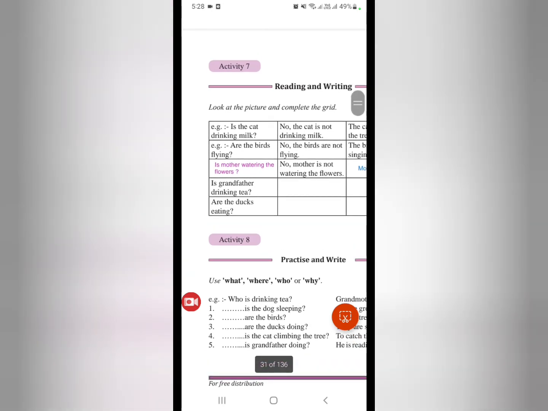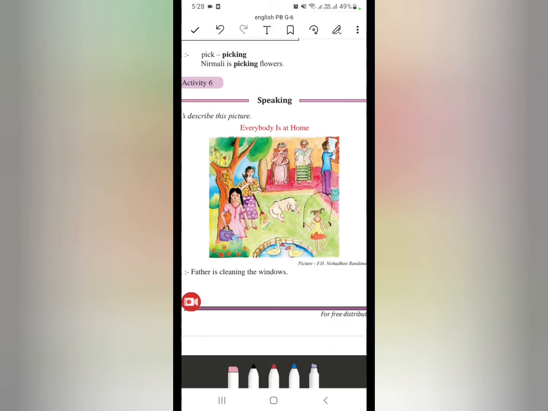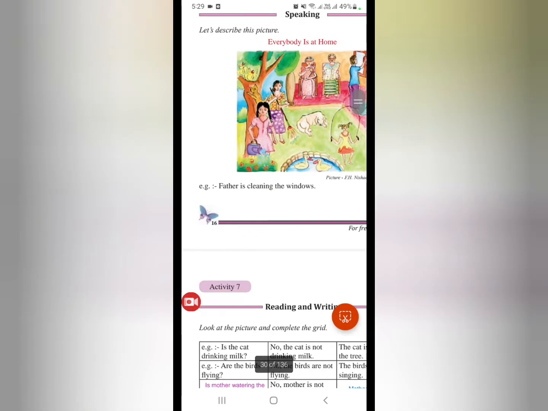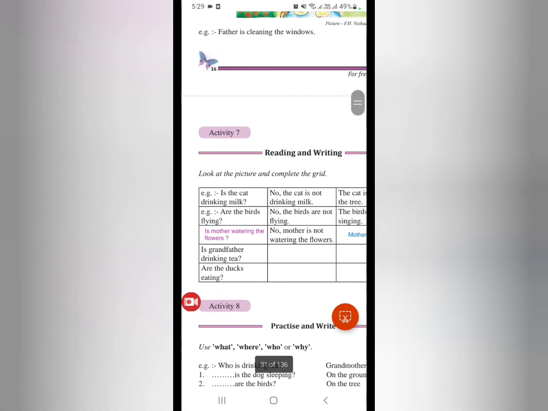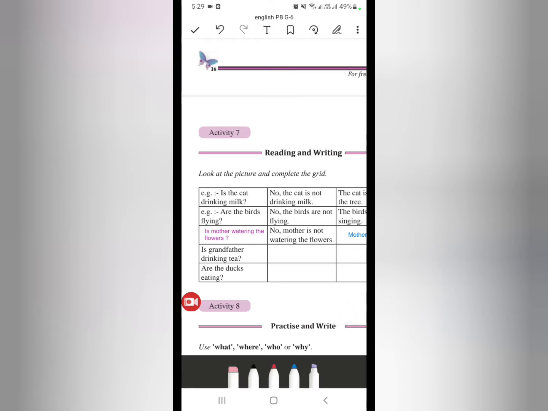Is grandfather drinking tea? Now we'll see. Where is grandfather? He is here. Now we'll see, grandfather is drinking. No, grandmother is drinking tea. Grandfather is reading newspaper. Okay, now we'll write it. Now we'll write the answer of this question. Is grandfather drinking tea? No, grandfather is not drinking tea.